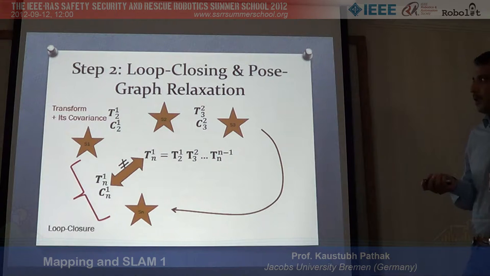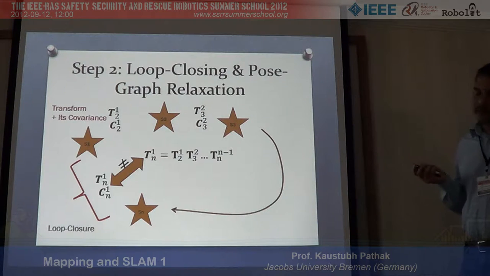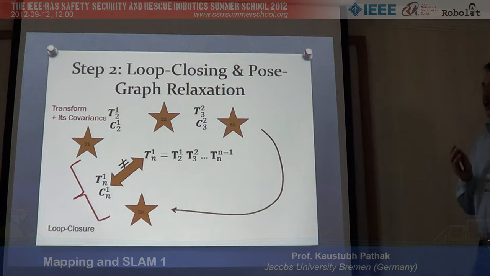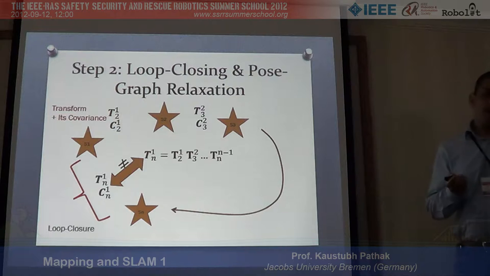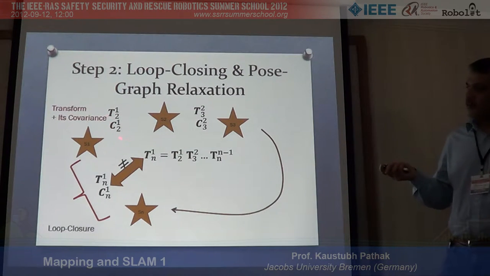possible. And this is done using a post-graph relaxation, where each node of the graph is one location where the sensor data was taken and the edges are these transforms. So you basically relax the post-graph, which you can mentally visualize as all of these nodes having springs in between, and you relax a little bit so that the overall structure becomes more self-consistent. And each spring has a spring constant, which is a function of this covariance matrix.